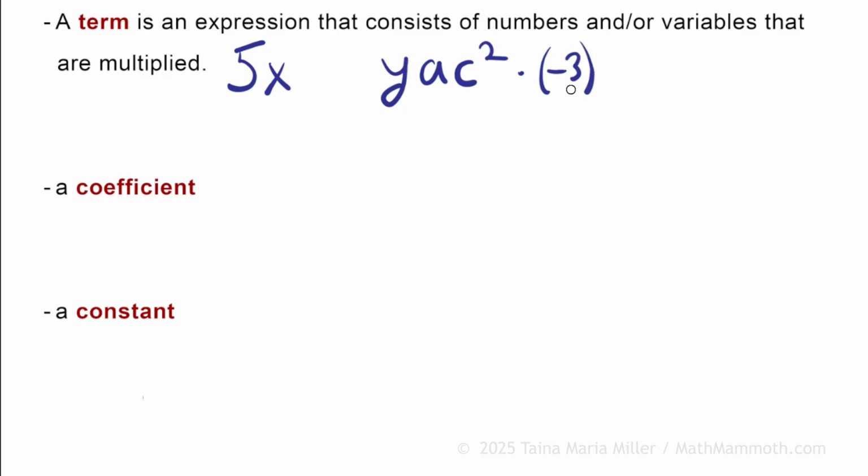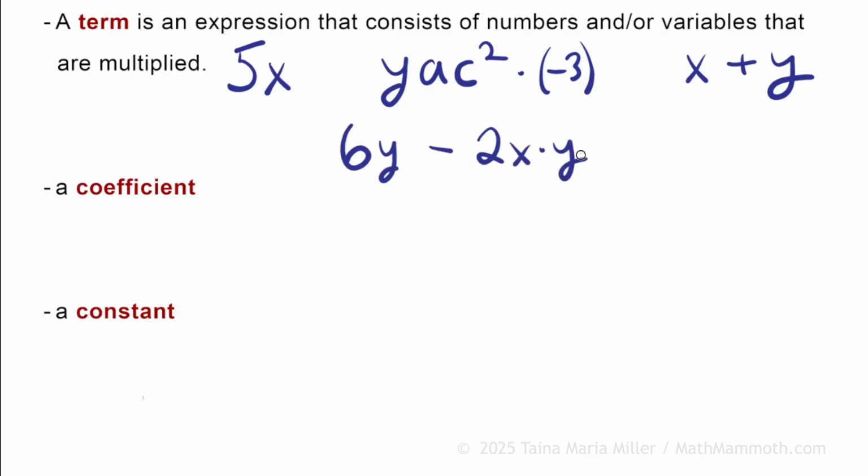So that's a term. Here's one that is not a term. There's a plus, there's an addition, not a multiplication. So this is actually a sum of two terms. X by itself is a term, and y by itself is a term. So it's a sum of two terms. And then, what about this one? Here also we see two terms. 6y is a term, because it's multiplication, 6 times y. And then this one here, 2xy, that's a term. So this is two terms that are being subtracted.